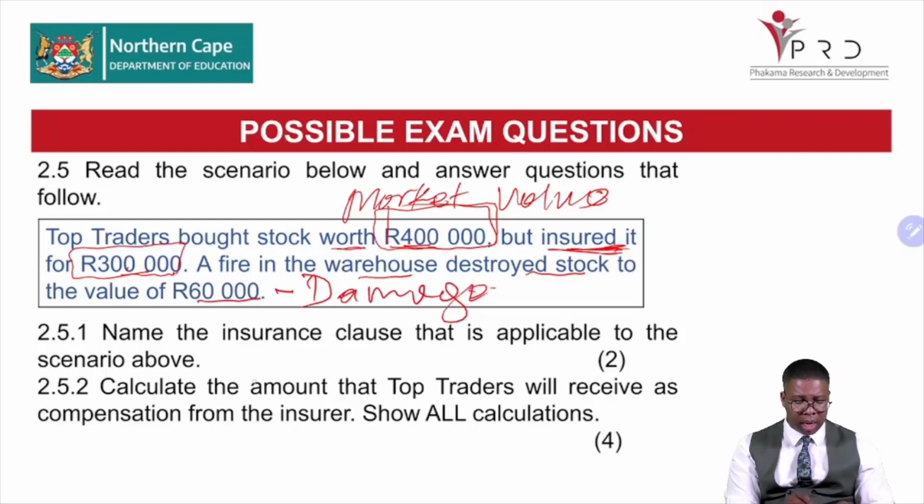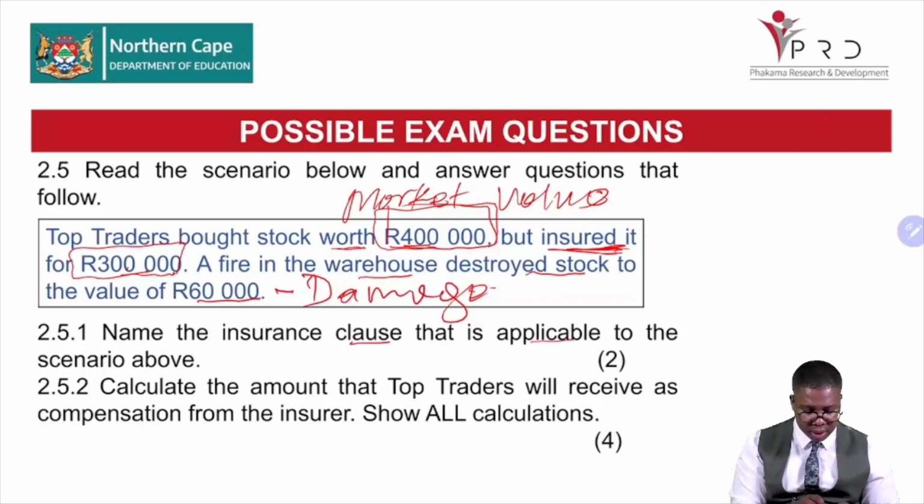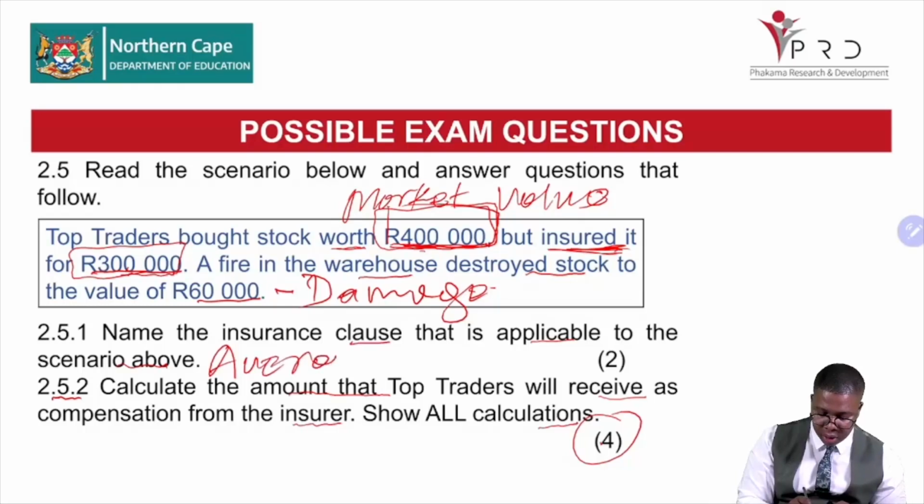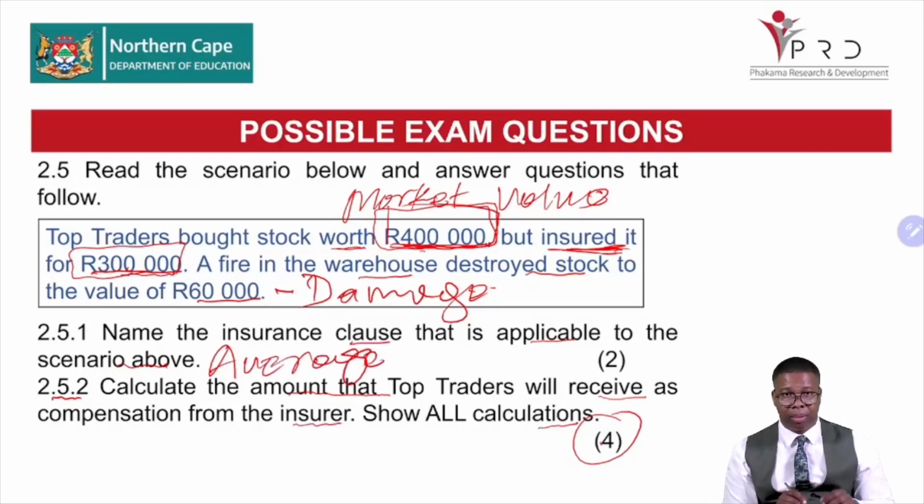Then 2.5.1 says, name the insurance loss that is applicable to the scenario above for 2 marks. And then 2.5.2 says, calculate the amount that top trader will receive as compensation from the insurer. Show all calculations for 4 marks. Then there's only one clause here. And which situation is occurring here? 400,000 is the market value. The insurance amount is 300,000. So it means the insurance amount is less than the what? The stock value or the market value. So the clause that would be applicable is average clause. The answer here is supposed to be average clause. Will be activated, will be applicable. Why?